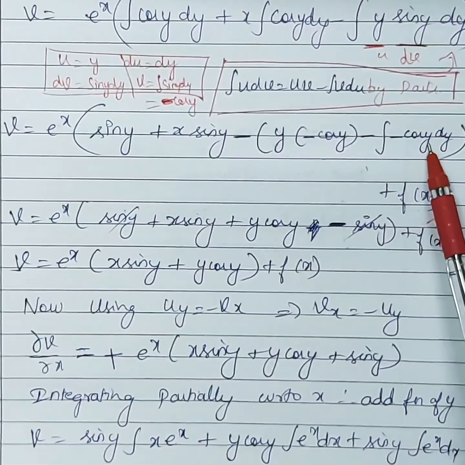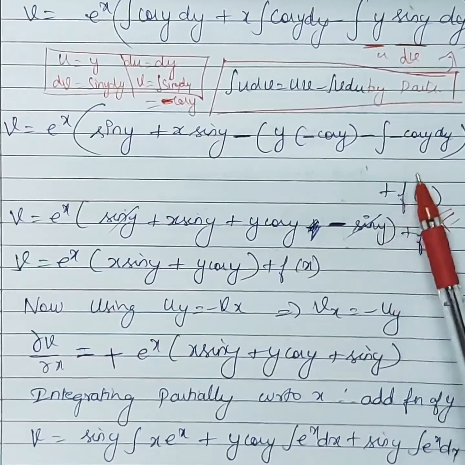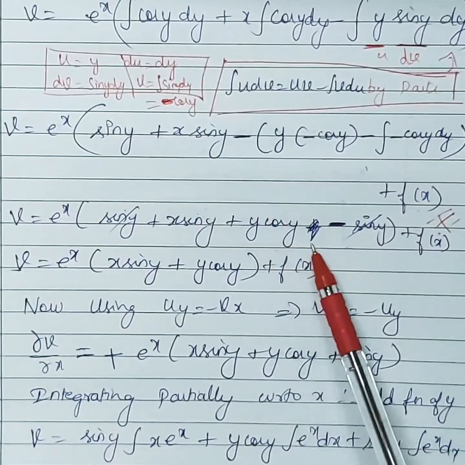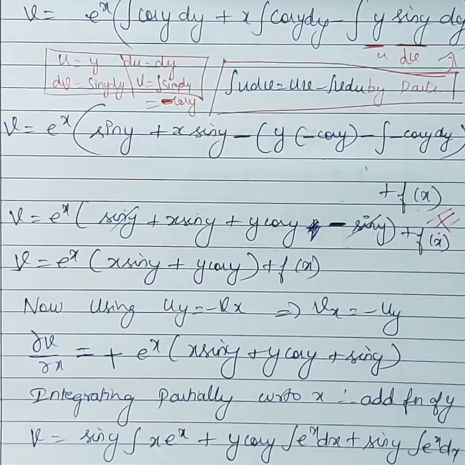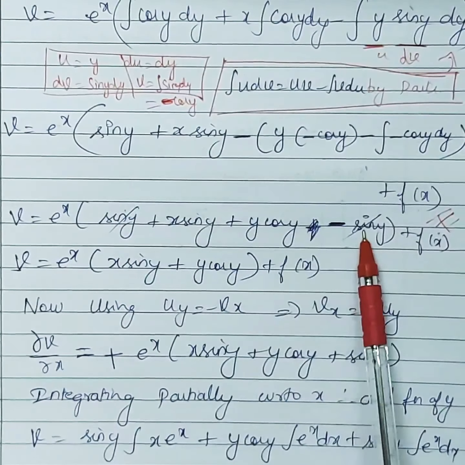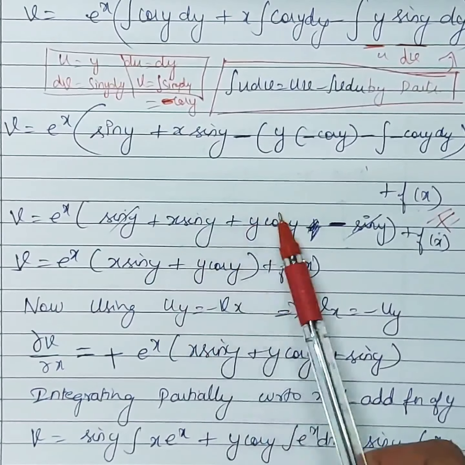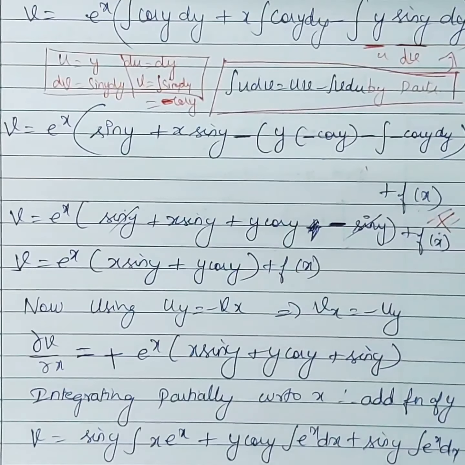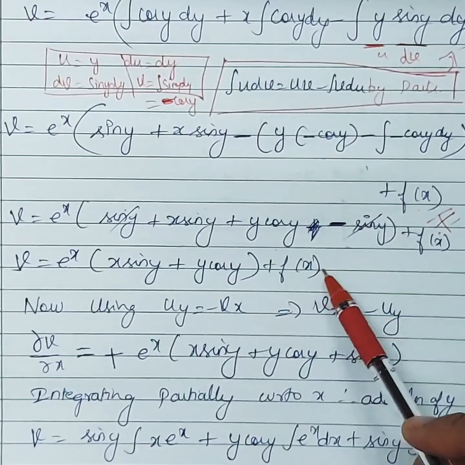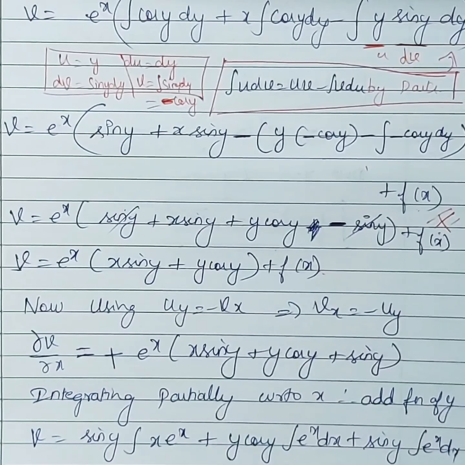And finally, integral of cos is sin only. So this minus and minus plus, one more minus is there, that I have written, plus f of x. So you got v. And of course plus sin y and minus sin y we have cancelled. So v is e power x into x sin y plus y cos y plus f of x. We got v. So we'll be thinking that the problem is over. No. We have to find what is f of x. We don't know what it is.